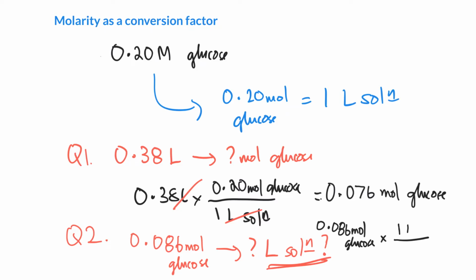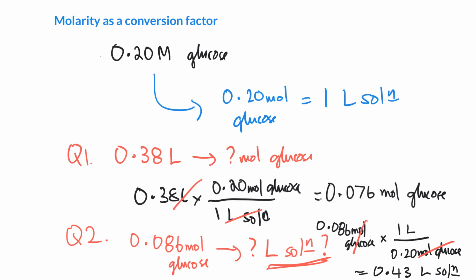So our 1 liter of solution goes on the top. Our 0.2 moles of glucose goes to the bottom, and we can see that the moles of glucose cancel right there. And we're left with liters of the solution. And we can crunch this on our calculator. And our calculator gives 0.43. So for once, it actually doesn't lie. It's got the number of significant figures right. Even though my calculator doesn't say units, I know that they must be liters. So we've got 0.43 liters of solution.